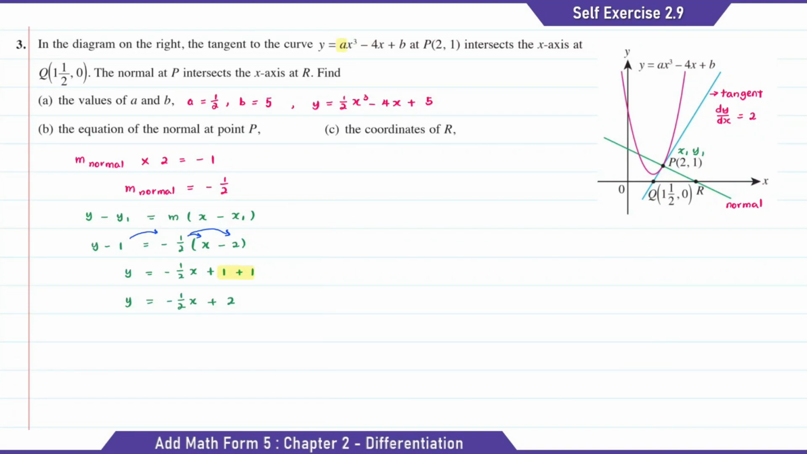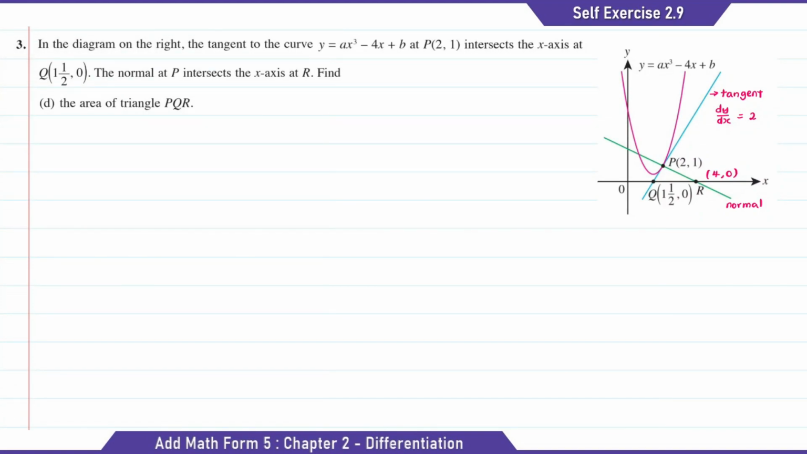Question C. Find the coordinates of R. Based on the diagram, the point R is the x-intercept. Therefore, y is equal to 0. To find the x coordinate of point R, substitute y equal to 0 into the equation of the normal. Then 1 over 2 x equal to 2. x equal to 2 times 2, which is 4. Then the coordinate of R will be (4, 0).